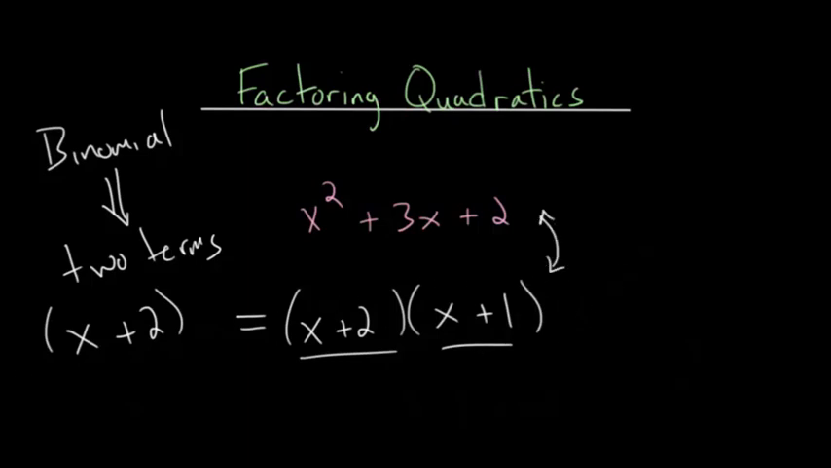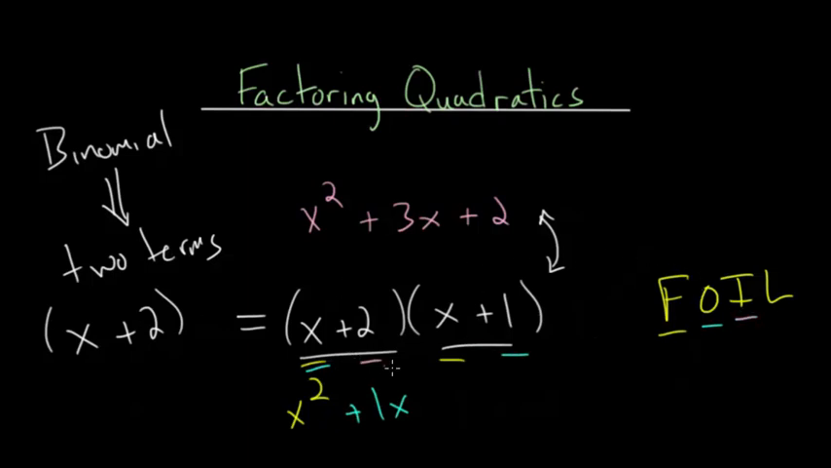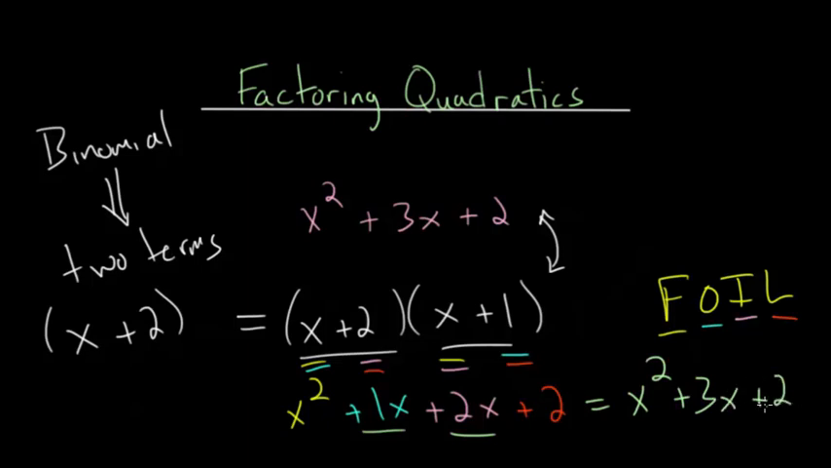Let me first prove it to you by using the FOIL method to multiply out these two binomials. The first terms, this x and x, would give us x squared. The outer terms, this x and positive 1, would give us plus 1x. The inner terms, this plus 2 and positive x, would give us plus 2x. And finally, the last terms, this plus 2 and this plus 1, would give us plus 2. From here, you can combine the like terms, plus 1x plus 2x, so you end up with x squared plus 3x plus 2.